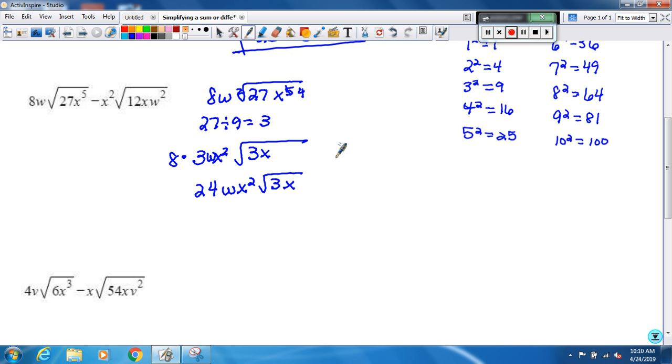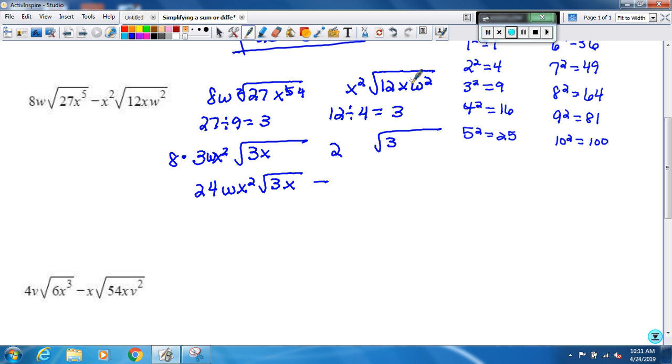The next term is a negative. So I've got x squared times the square root of 12x w squared. Okay, 12. 12 divided by 4. Remember, you've got to divide by the biggest number on your list. 12 divided by 4 is 3. The 3 goes under the radical. Since I divided by 4, the 2 out front stays out front.